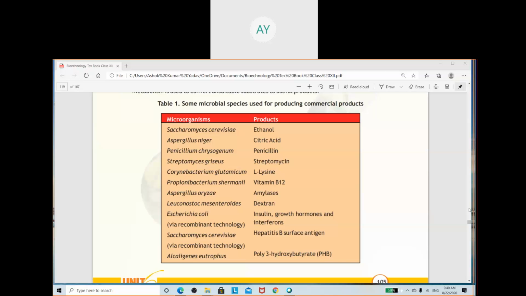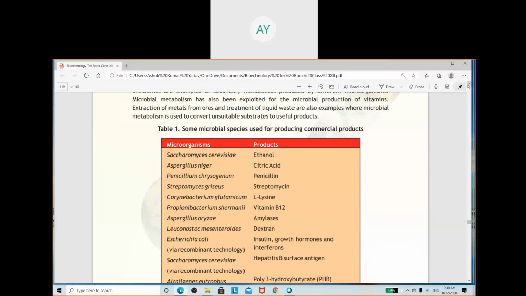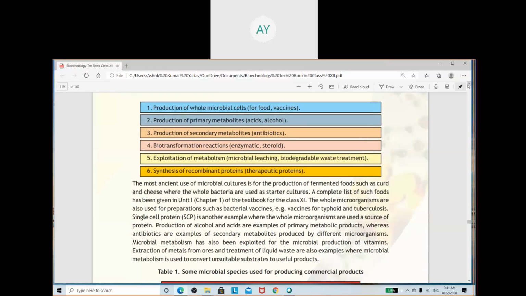So what are the applications of microbial cell culture? These are the actual applications. Next is antibiotic production, secondary metabolite. What do you mean by secondary metabolite? What do you mean by primary metabolite?